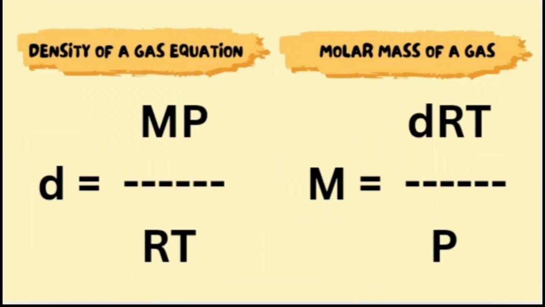The density of a gas can be calculated using the formula d equals PM over RT. The molar mass of a gas can be calculated using the formula M equals dRT over P.